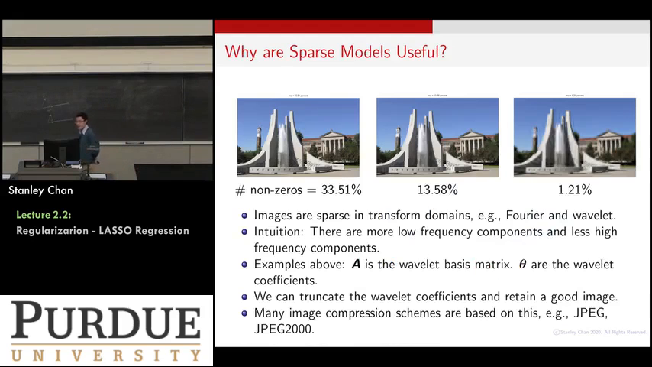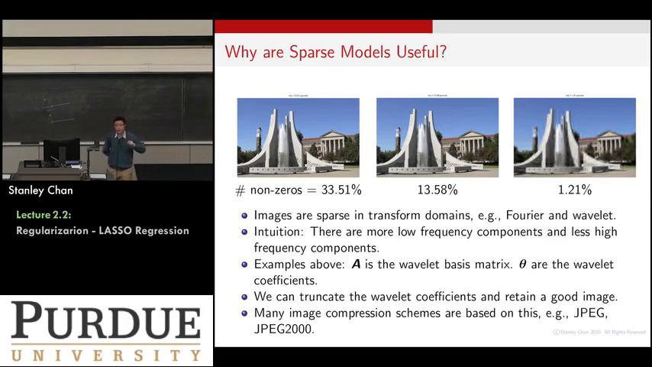Okay, so how can sparsity be useful? Sparsity is actually very useful beyond just selecting a few features. It's actually very common in images. If you take an image, you go to a certain domain, like the Fourier domain. The Fourier domain is not the best domain. Go to the wavelet domain, okay? Go to the wavelet domain.